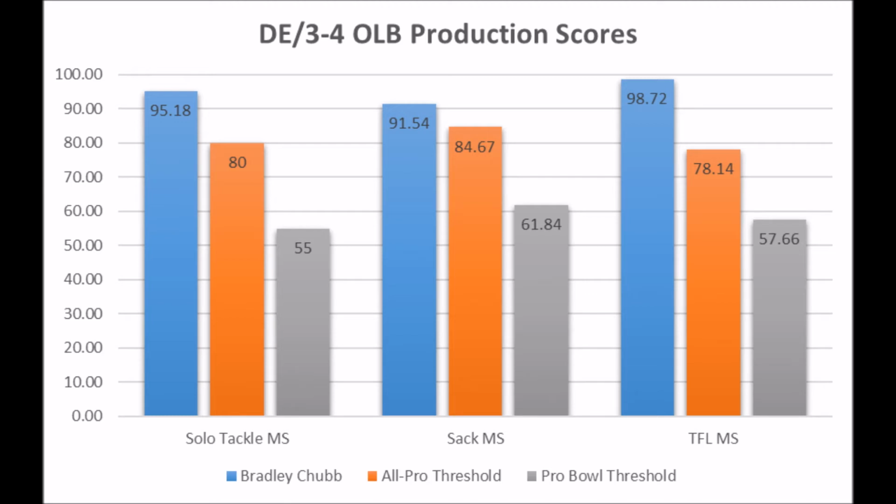When it comes to solo tackle market share data, he hit a 95.18 out of 100, which pretty much hits every single threshold for All-Pro to Pro Bowl. He hit a 91.54 sack market share score and a 98.72 tackle for loss market share score. And as you can clearly see, he hits every single threshold when it comes to solo tackle data, sack data, and tackle for loss data. Everything is what it is when it comes to his profile, so there's really not much else to say at this point when it comes to his production profile.